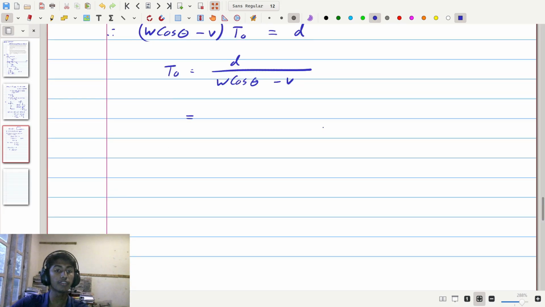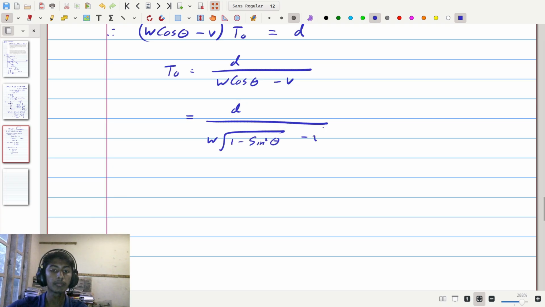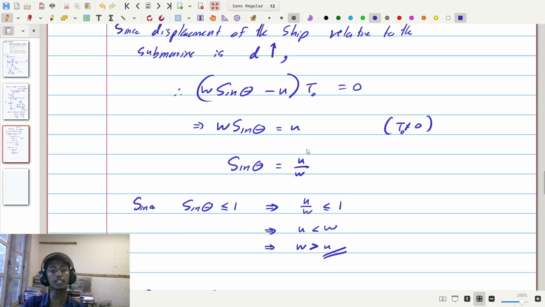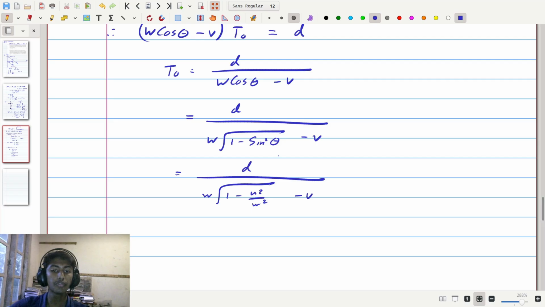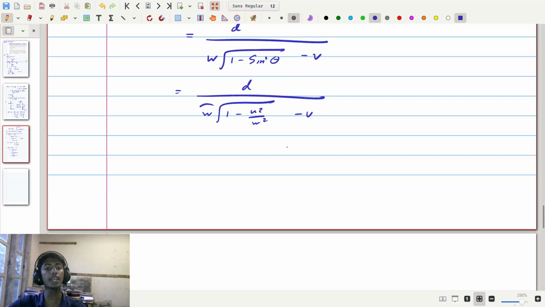And therefore we can go down and say this time t0 is equal to d divided by w times the square root of 1 minus sine squared theta minus v. Now considering sine squared theta is going to be equal to u squared divided by w squared, what we have here is d divided by w times the square root of 1 minus u squared over w squared minus v. Now what we can do here is to take this w inside of the square root, and we can take it inside because we know w is positive.